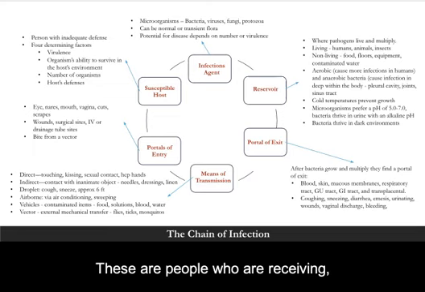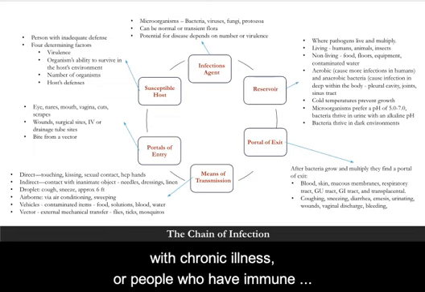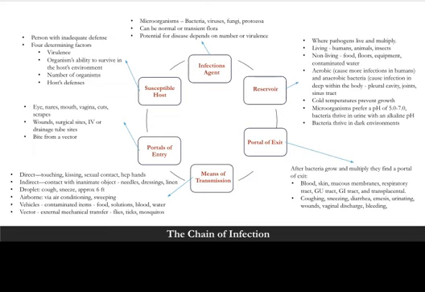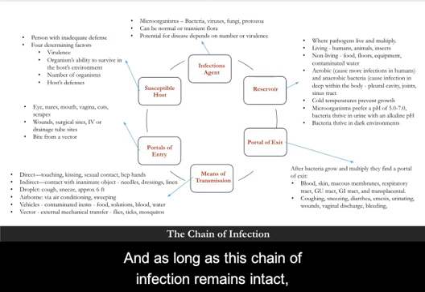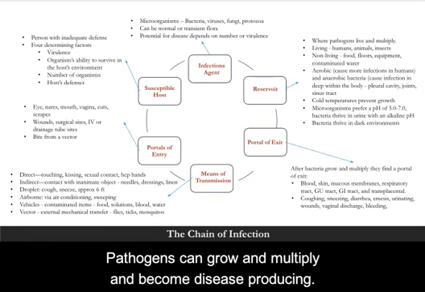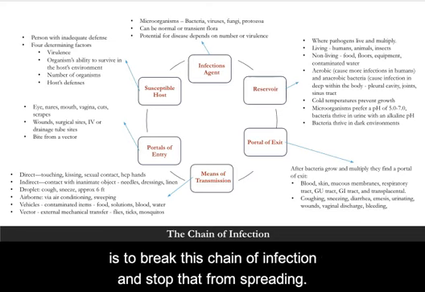These are people who are receiving immunosuppression medications, for example, for organ transplants, or cancer patients, or patients with chronic illness, or people who have immune deficiency conditions such as HIV or leukemia. All of these people are very susceptible. And so this is the chain of infection. As long as this chain of infection remains intact, the infection can spread. Pathogens can grow and multiply and become disease producing. But the goal in healthcare and with everything is to break this chain of infection and stop that from spreading.